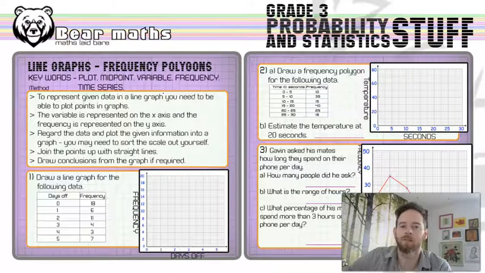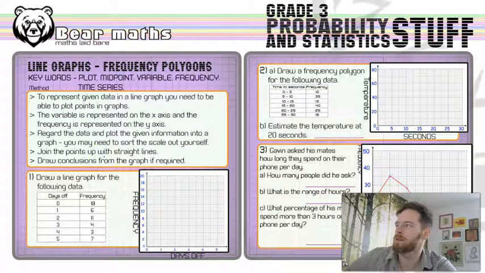But the time series graphs show a particular trend in the data. Okay, so I'll get to that in question number 2 shortly. So the first thing that I'm going to talk to you about is the method, which is written here. To represent given data in a line graph, you need to be able to plot points in graphs. Hopefully something you can do by now.